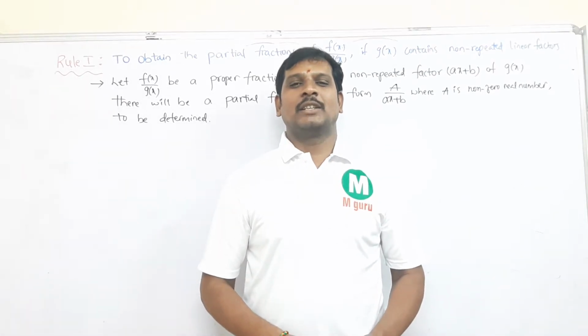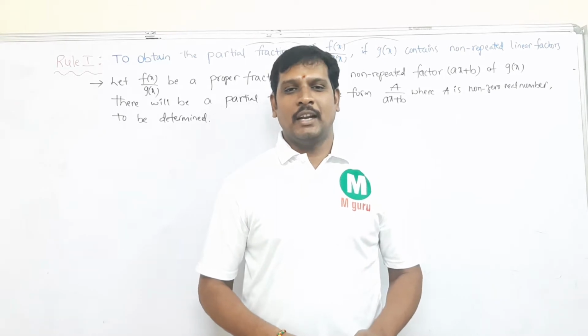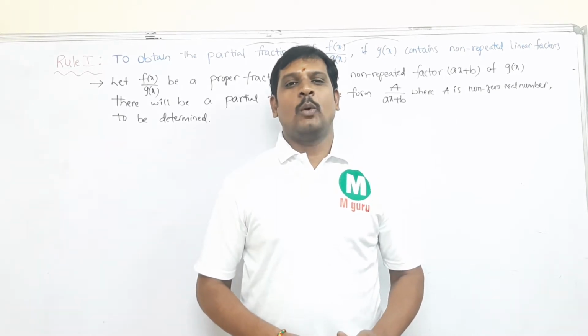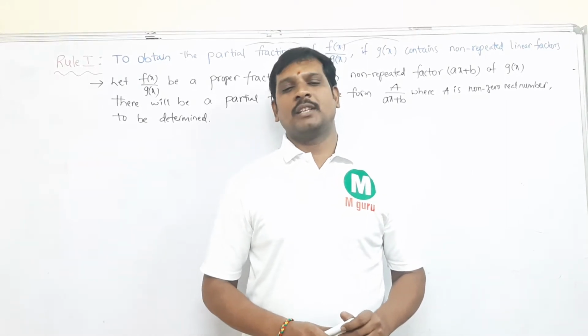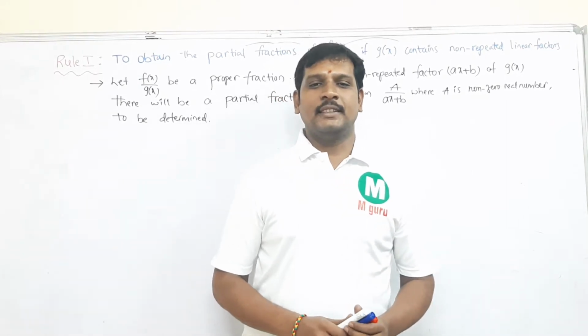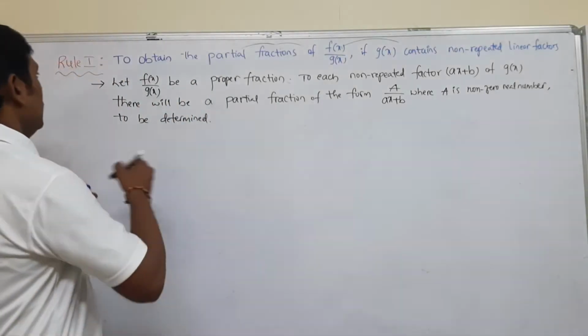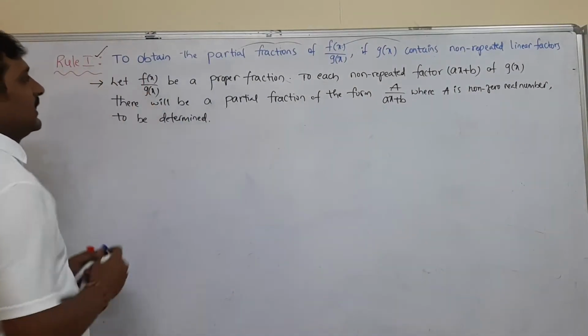In the last class, we discussed the definition of partial fraction, where today we are going to learn the methods of partial fraction. In that, the first one is Rule 1. What does it say?